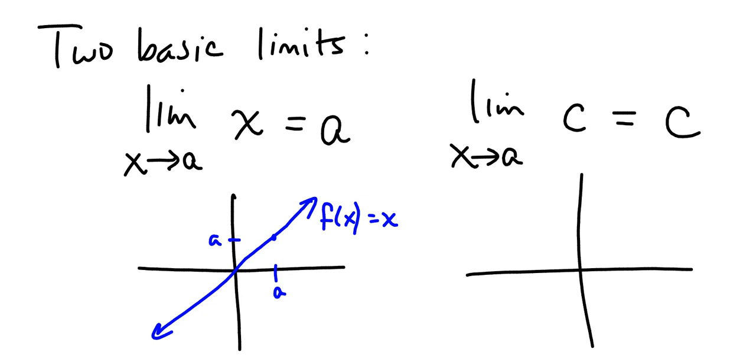And in the other case, c is a constant. And so that's the function c. And as x gets closer and closer to a, no matter which way you come, from the left or from the right, all of the y values are close to c because all of the y values are c. It is these 2 basic ideas that push forward much of the rest of what we do.